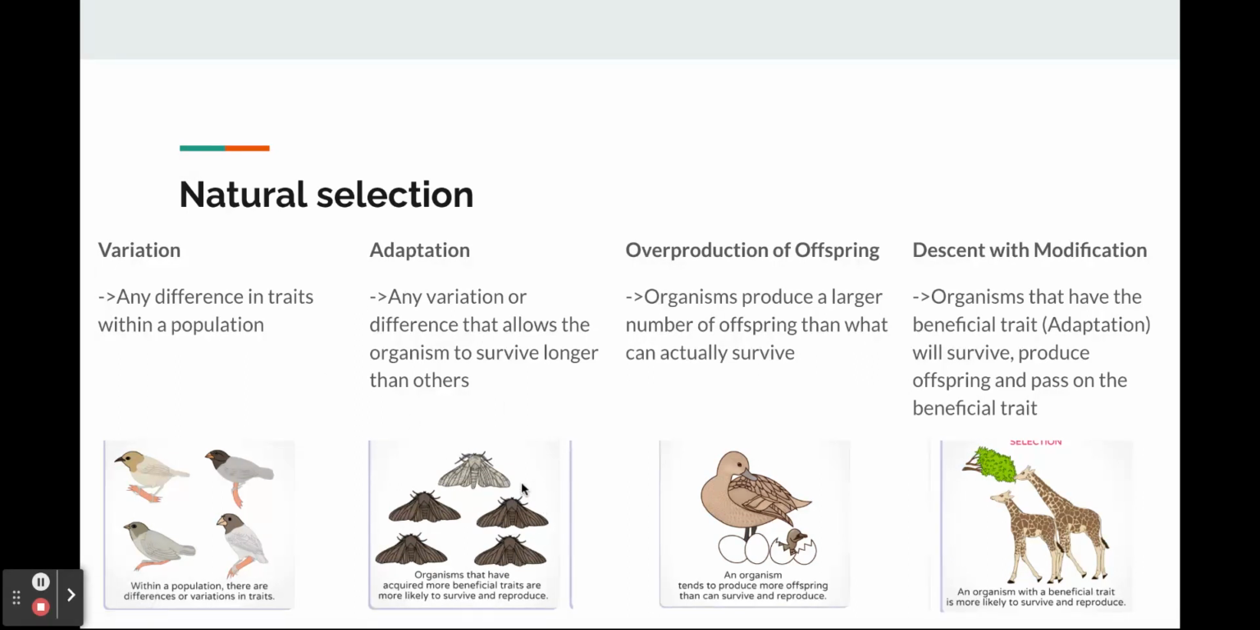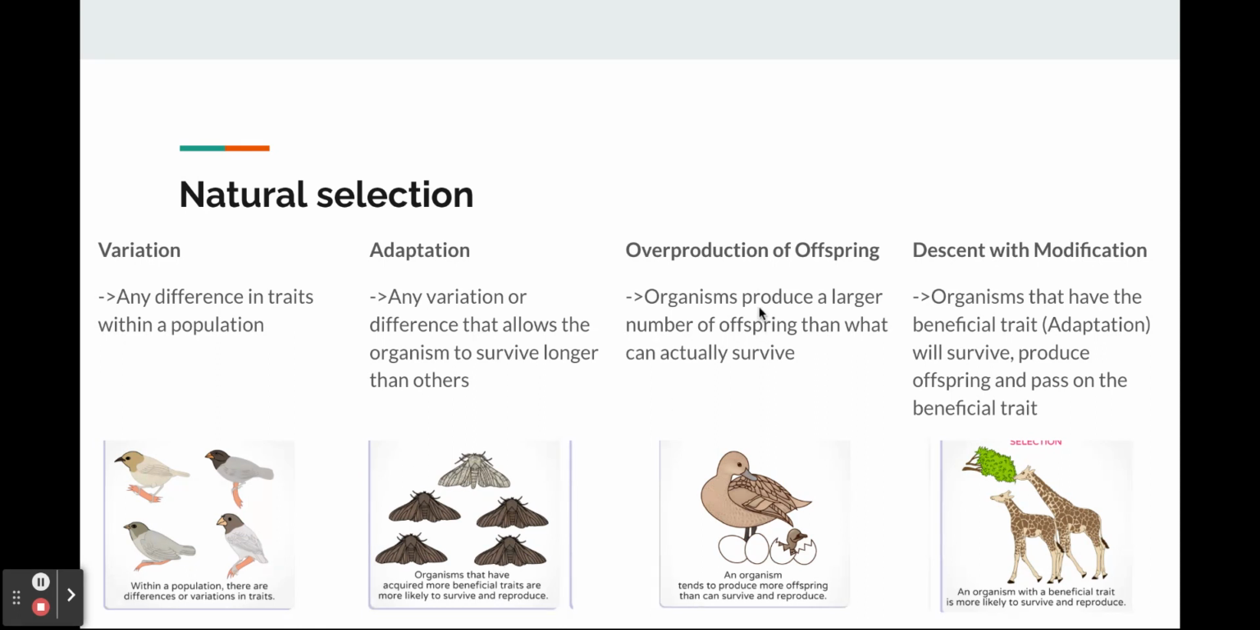Over here we have our adaptation, right? So these are our peppered moths. As the Industrial Revolution happened, the dark moths survived more because the trees were also dark. So our adaptation would be the dark coloration.